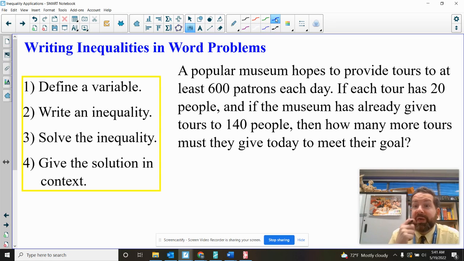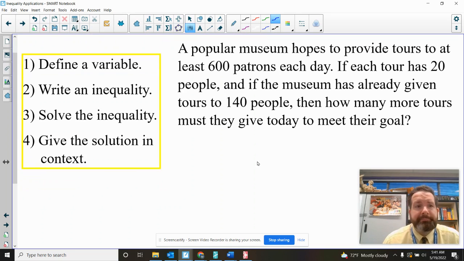I want to make sure first we understand all the words. So patrons and people, it's the same thing. A patron is someone who visits a museum, kind of like a customer is a person who uses a service. A patron is a person who goes to take part in a museum. The museum wants to give tours to 600 patrons at least. So more than 600 patrons is okay. And each tour takes 20 people. They've already toured 140. Okay.